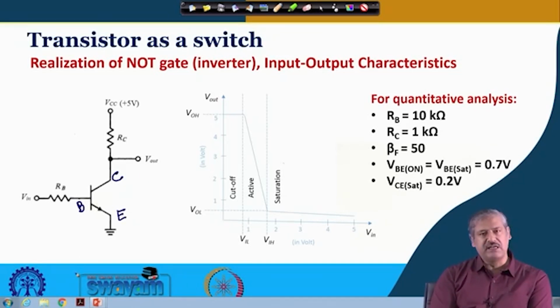Now, if you look at this circuit and we try to plot V in versus V out, the x axis is V in, the independent variable, and the y axis is the dependent variable V out. So, how will this circuit work? Right in the beginning, when V in is 0, the transistor is in off state. At that time, what will be the output?